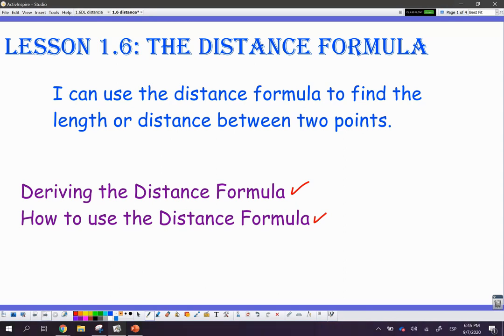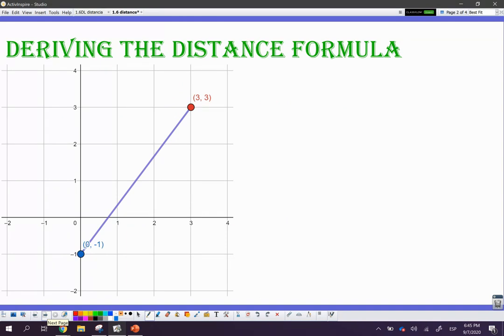So let's get started. We want to look at how we derive the distance formula, like how do we get it, what does it mean? So we'll use this as an example. I have a segment with endpoints 3, 3 up here and the point 0, -1 here at the bottom. And what I want to do is find the length of the segment, in other words, the distance between these 2 points. And so I'm thinking, well, how do I do that?